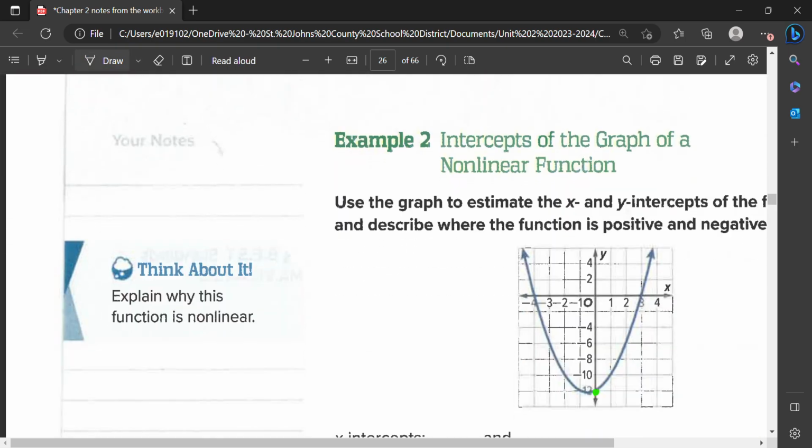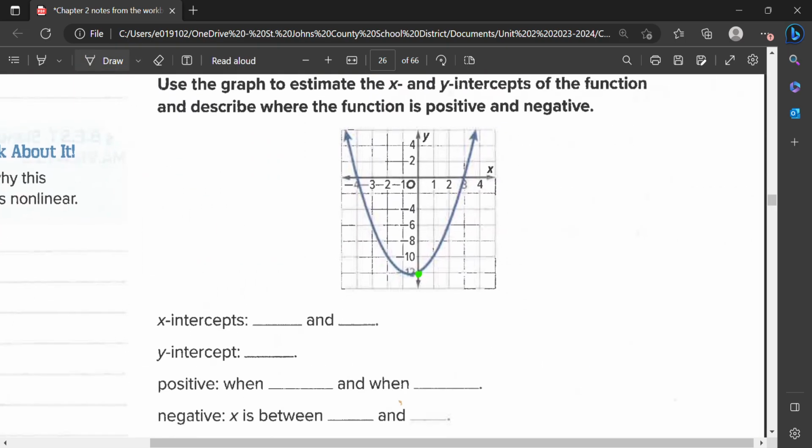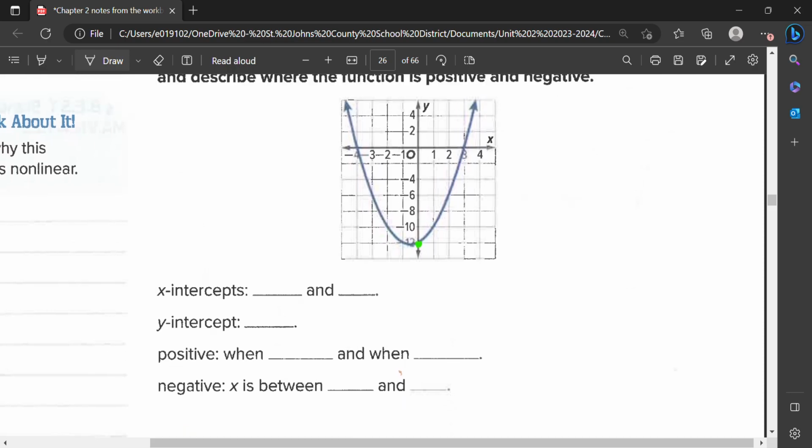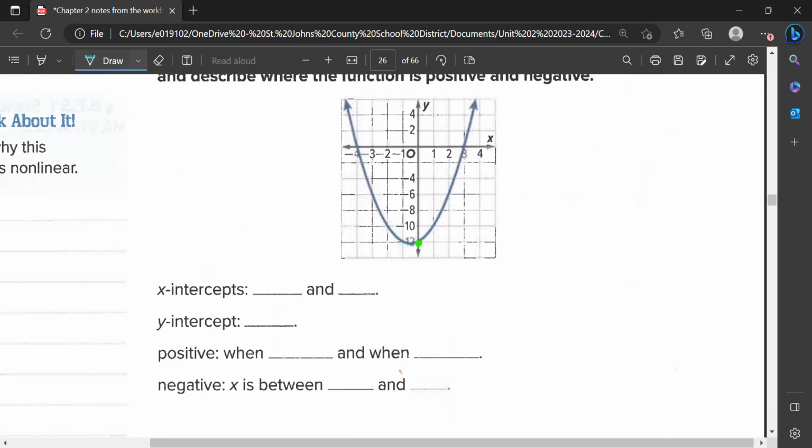Okay. Example 2. So now we're no longer looking at a linear function, all right? So now we're going to have 2 x-intercepts, where before we only had 1. So we have x-intercepts at negative 4 and at positive 3. And the y-intercept is all the way down here at 12.